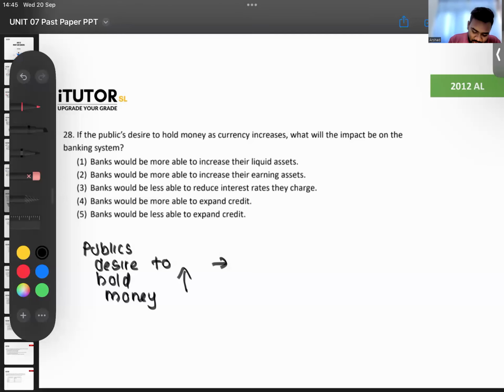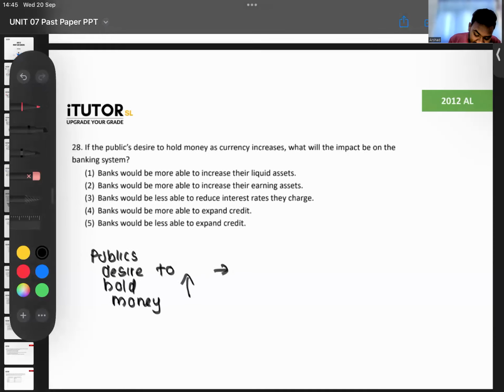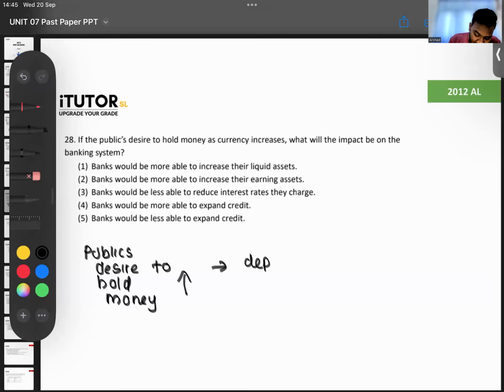So what happens to the deposits and the reserves in commercial banks? Reserves in banks, what happens to this, guys? People don't like to put their money into banks. They are either withdrawing the money, or the money that they have, they are not putting. So the deposits and reserves in commercial banks are coming down.